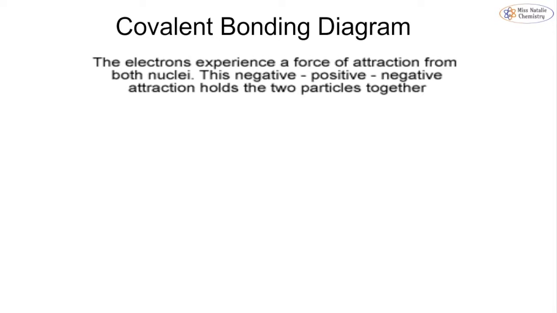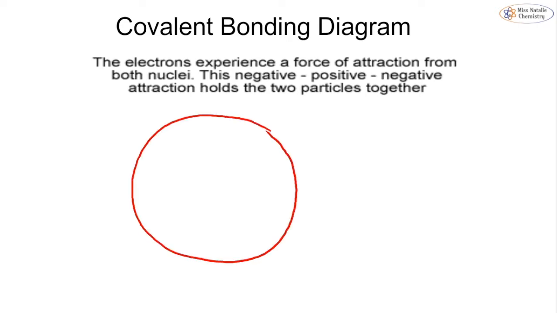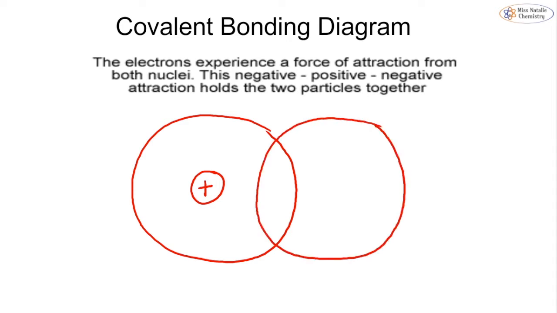So how do we actually draw this? Well, if we have an atom where we have our outer shell with our nucleus in the centre, that is positive. Our other atom is going to overlap with our first atom like that, and of course this one also has its nucleus, and in the centre of this overlap we have two electrons, and that is the shared pair of electrons.